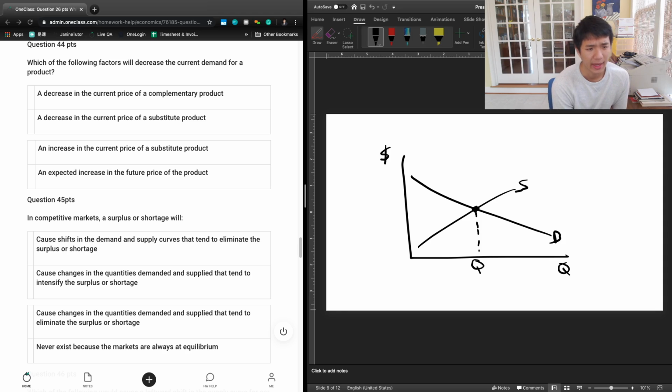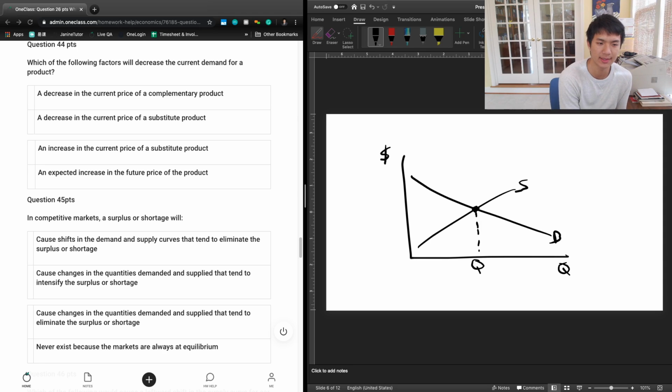C says an increase in the current price of a substitute product. So just like we established before, the relationship between substitute products is the same, but increasing the price of a substitute product is going to decrease the demand for the substitute product and increase the demand for our product as people move away from the substitute product and towards our current product. And so this gets the direction of change wrong. We want to decrease the demand, not increase it. And so this is going to be the wrong answer for this question.